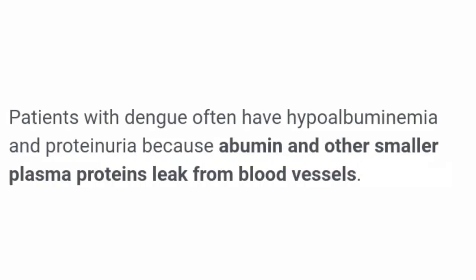Patients with dengue often have hypoalbuminemia. Reason? When you go for the labs of dengue, you usually do CBC, and we also do albumin, cholesterol, ultrasound abdomen. So the logic of all of these will be explained here, and LFT is also being done. So the patient gets hypoalbuminemia. The reason is that albumin and other smaller plasma proteins leak from blood vessels, because there are leaky blood vessels in dengue because of the cytokine response, and albumin and other smaller proteins leak out of blood vessels, so albumin gets low in dengue.